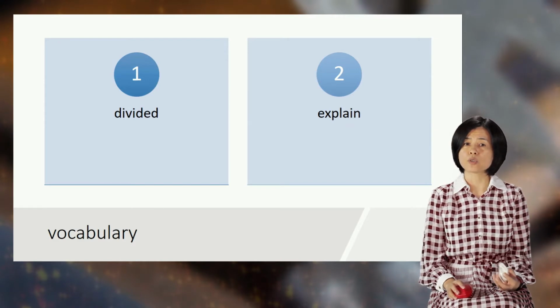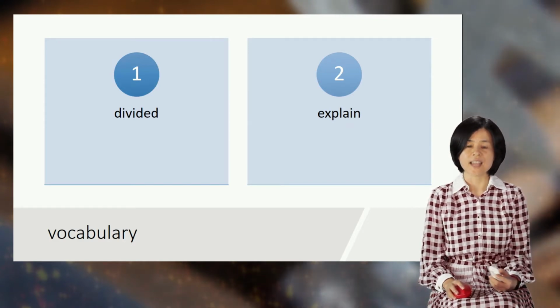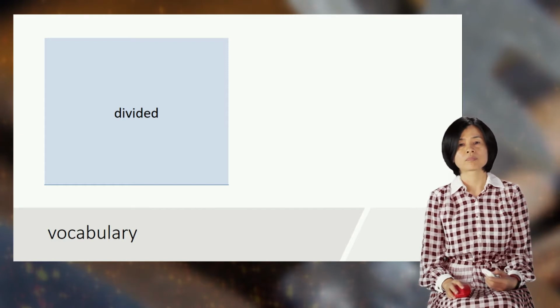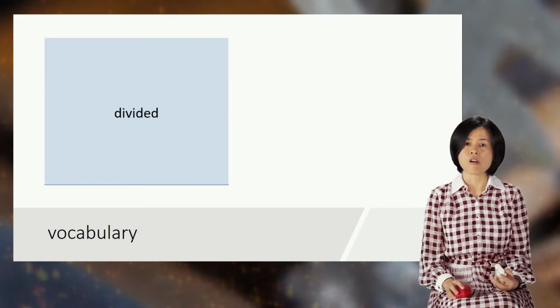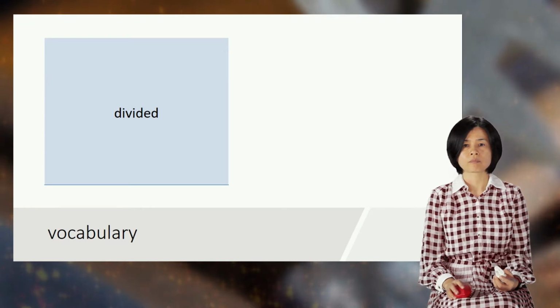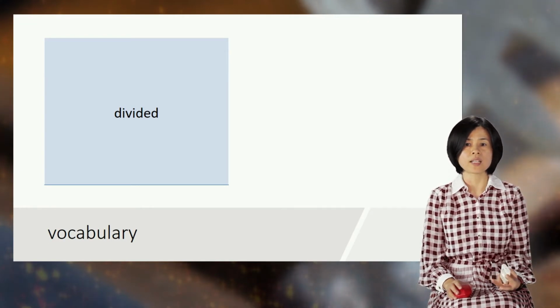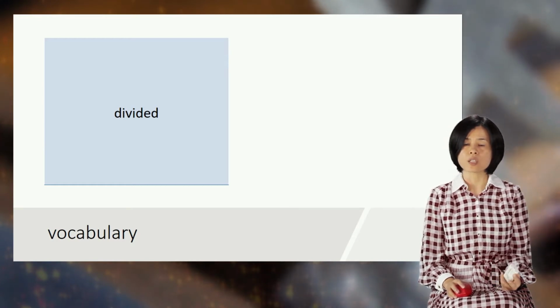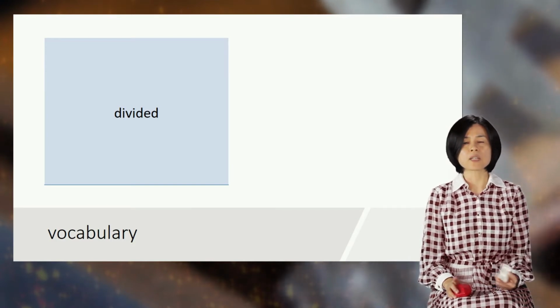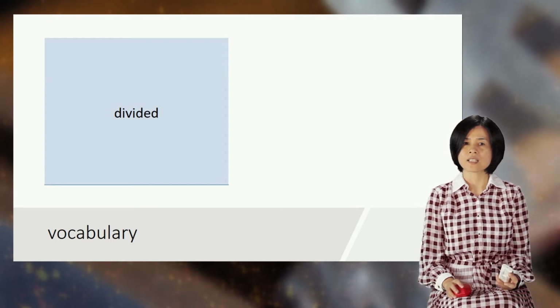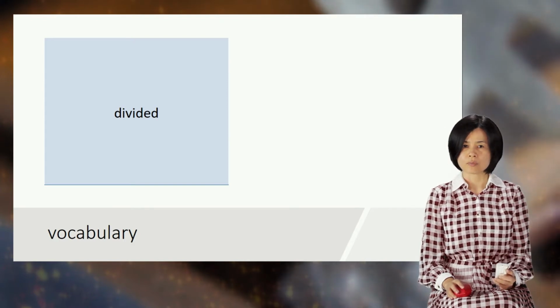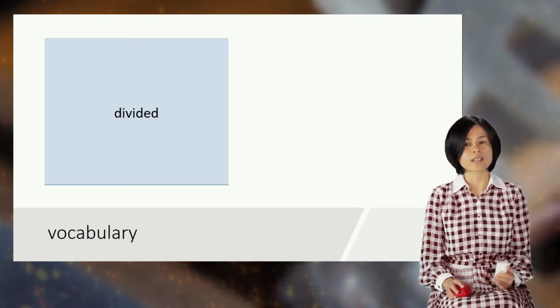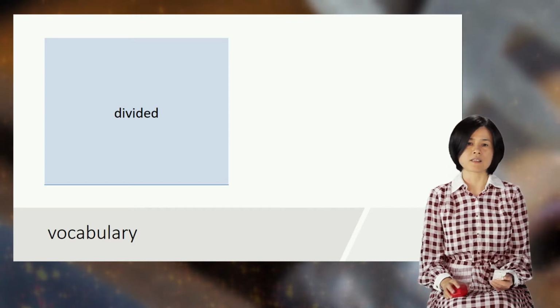Next, I will talk about two vocabularies, divided and explain. Divided is an adjective form of the verb divide. Divide means to separate into parts or groups. So we can divide one thing into many parts. When you use this word divide, you may have a picture in your mind, something like you are going to cut one thing into many pieces. So, divide means turning one complete thing into many pieces.